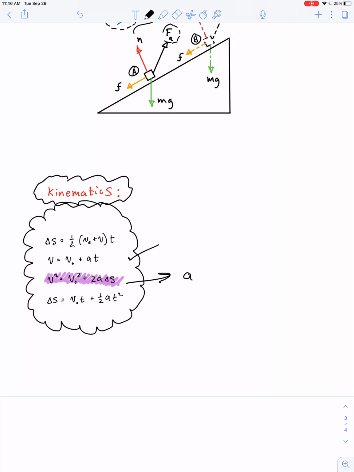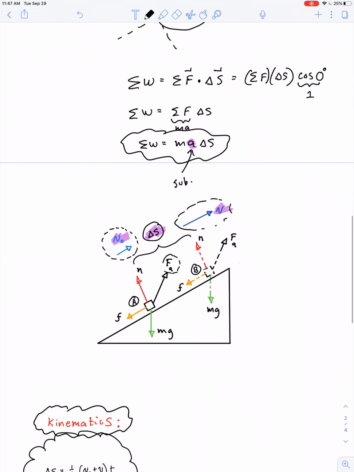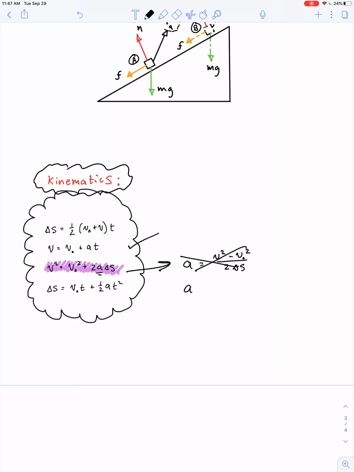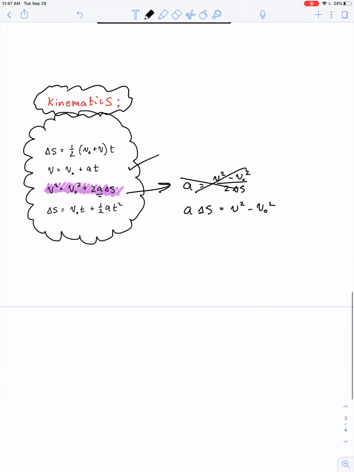And this equation would yield an expression for acceleration that says a is equal to v squared minus v initial squared divided by 2 delta s. Or actually, we don't even need to just substitute for a alone. How about we do this? If we go back into our work, we could actually substitute for the entire product of a multiplied by delta s. So let's write it this way. a times delta s would be equal to v squared minus v initial squared.